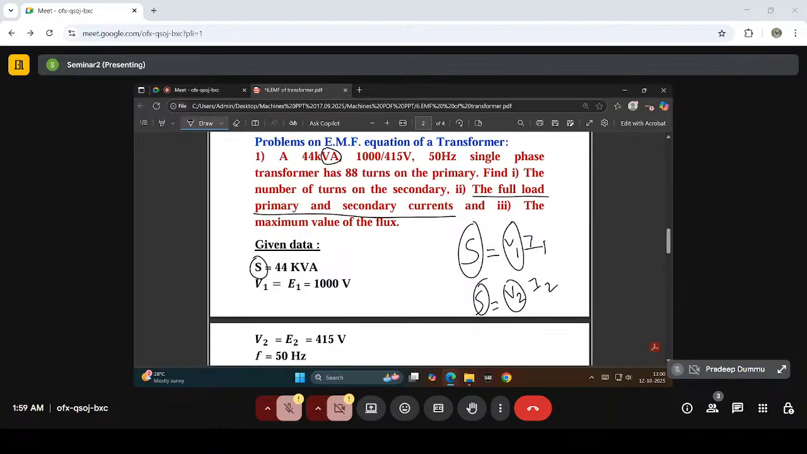Go for the second one. Full load currents I1, I2. Apply the formula. S is equal to V1 into I1, S is equal to V2 into I2. Get the values of I1, I2. Second one, full load primary and secondary currents. S is equal to V1 I1, get I1. S is equal to V2 I2, get I2.